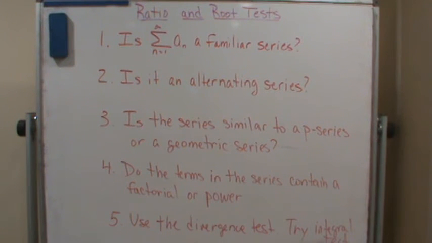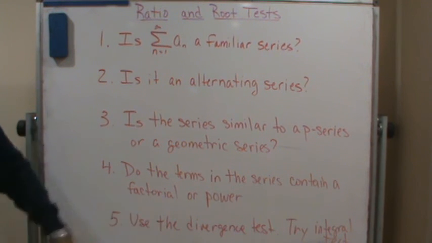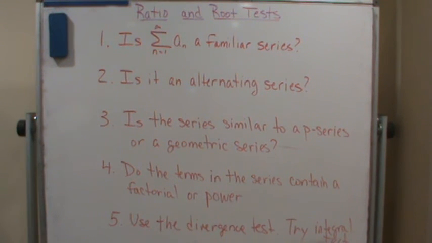And then 4, do the terms in the series contain a factorial or a power? Here's where the ratio and root tests come in. If you look at the terms and they have powers of n, then use the root test. Otherwise, use the ratio test. And then 5, use the test for divergence. If the test does not provide any information, in other words, if it's inconclusive, then try the integral test.